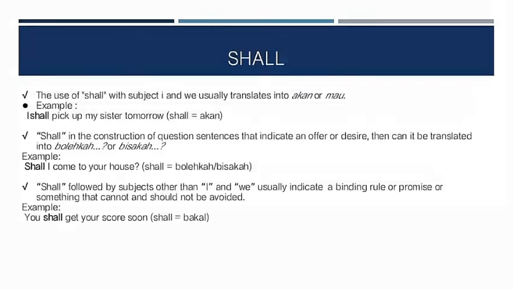The second modal is shall. The use of shall with subject I and we usually translates into akan or mau. For example, I shall pick up my sister tomorrow. Shall here means akan. The second is shall in the construction of question sentences that indicate an offer or desire. Then, it can be translated into bolehkah or bisakah. For example, shall I come to your house? Shall here means bolehkah or bisakah.